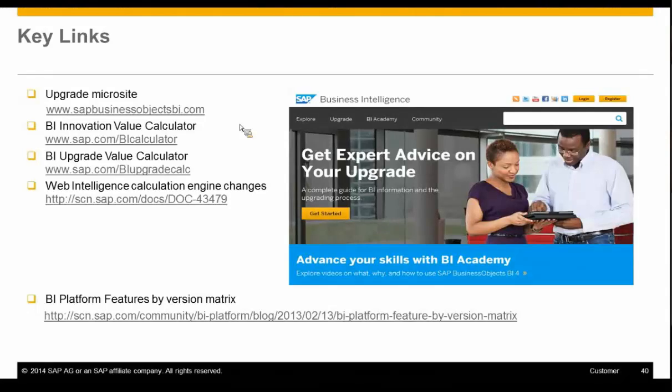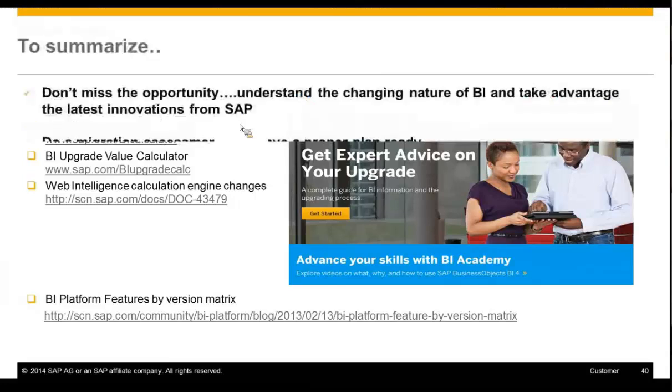You get very good information. And of course, if you are on 3.1 or R2, these two articles are worth reading: the calculation engine change, and the feature version matrix by release. You will see a side-by-side comparison of the various releases, R2, 3.1, and 4.1, and you will know what you are missing by being in 3.1 versus coming to 4.1. So some useful information out there.